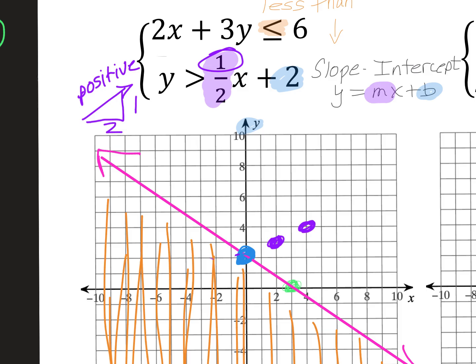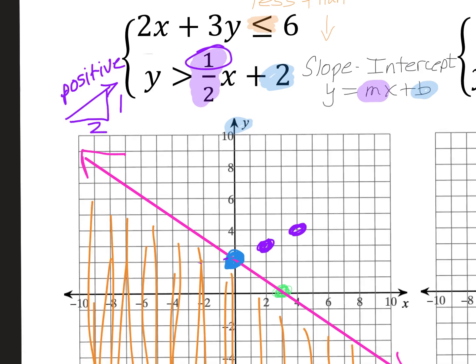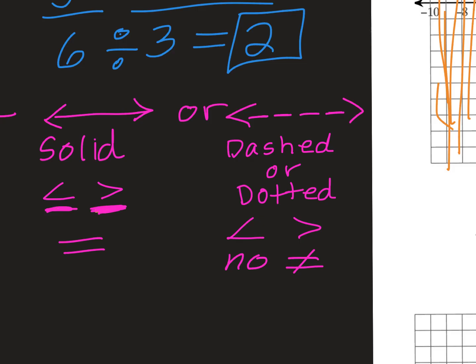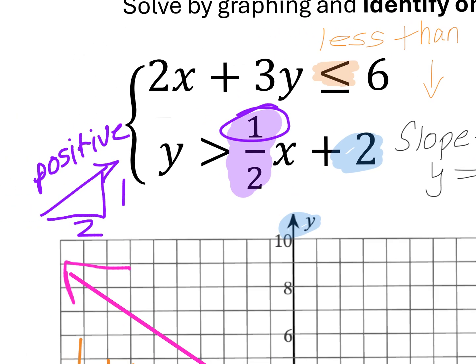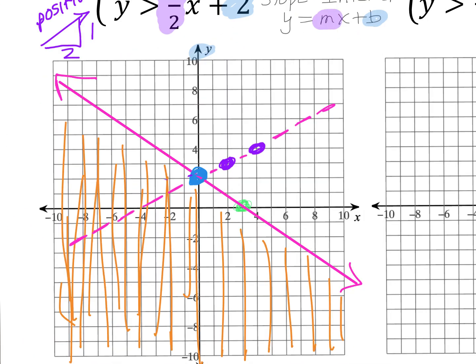Now I need to decide whether I'm going to connect these coordinates with a solid line or a dashed line. And if I have no equal to sign, it's a dashed line. And in this inequality, we don't have an equal to sign. So I'm going to connect these coordinates with a dashed line, again, because there's no equal to sign there. So you can see I made my pink line go like this.